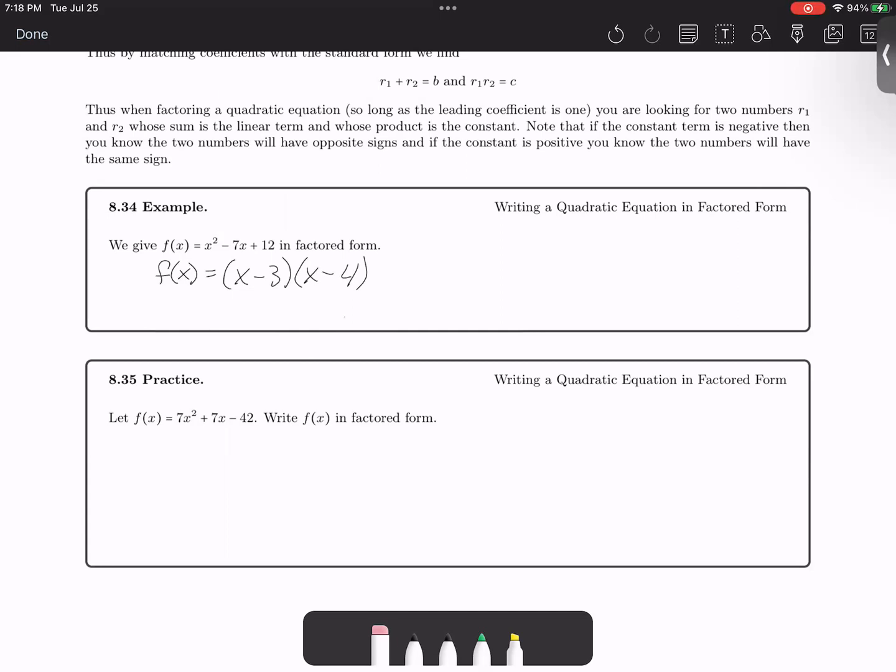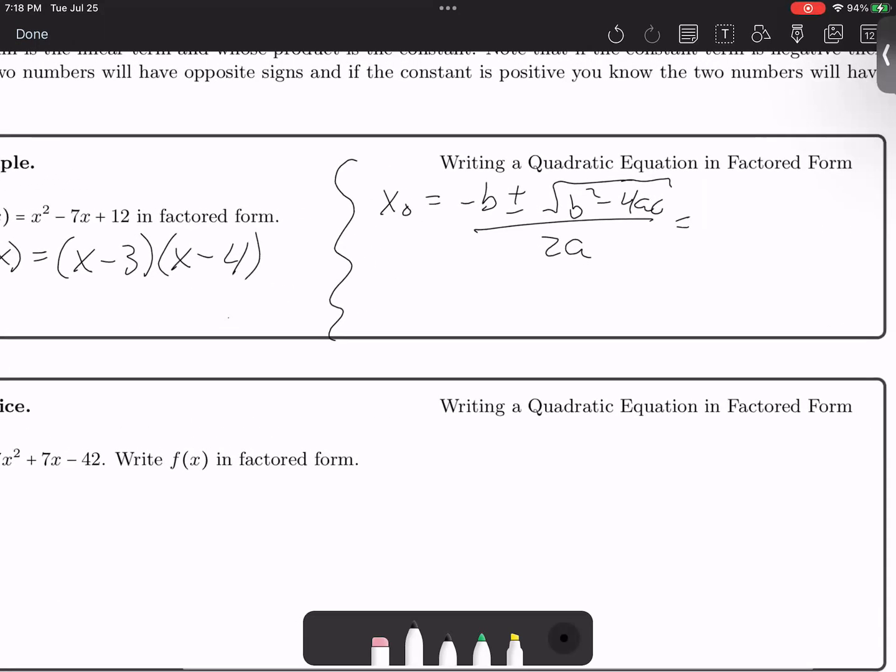Now, if you can't observe the pattern there, or if you just don't want to, the quadratic equation is always going to work. In fact, let's go through that. The quadratic equation tells me my zeros are going to come from minus b plus or minus the square root of b squared minus 4ac, all over 2a. So this will be 7 plus or minus the square root of minus 7 squared minus 4 times a times c, all over 2 times a.